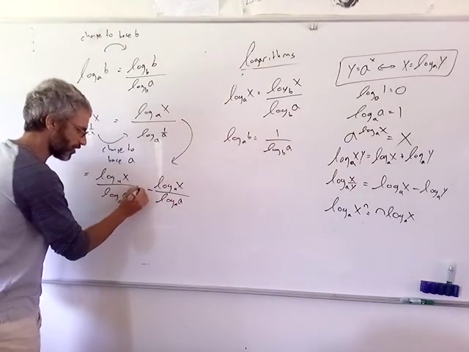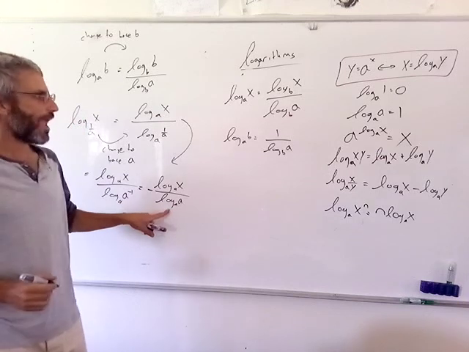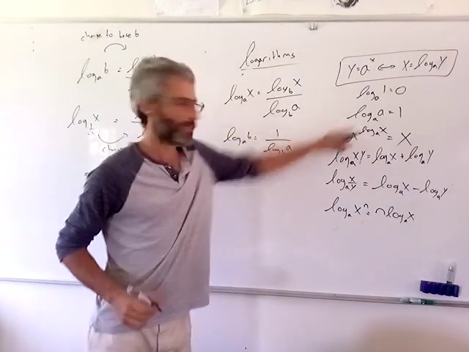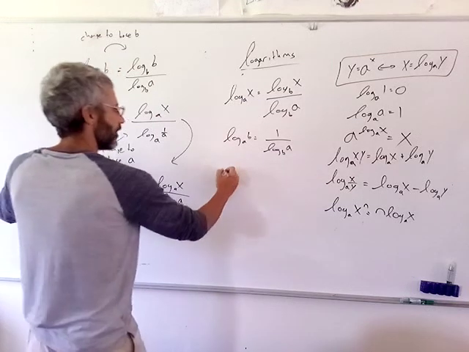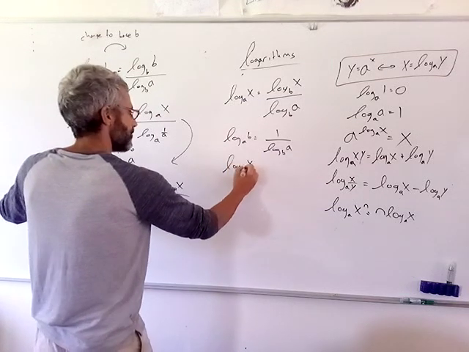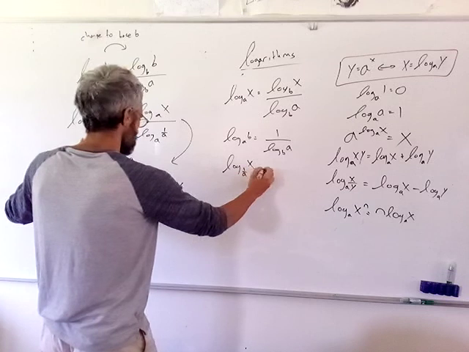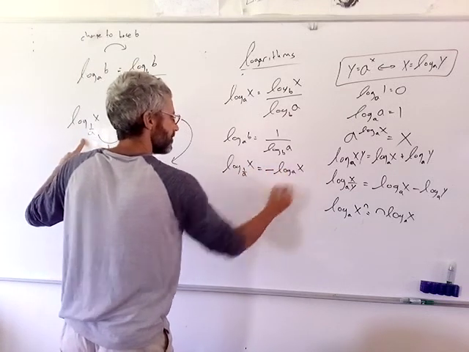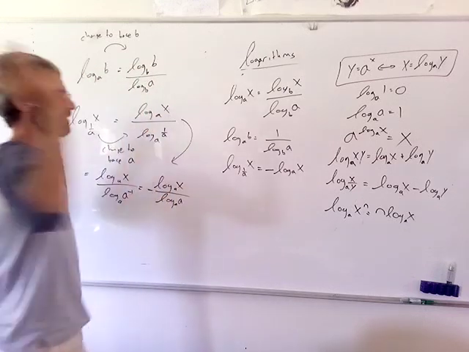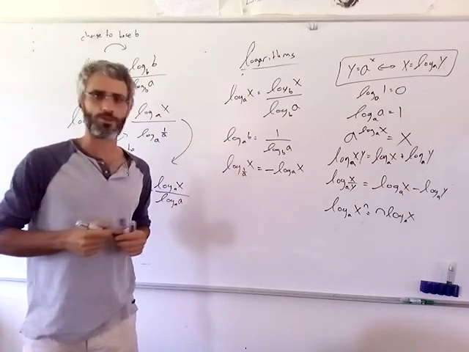Now we're going to finish it off. What is log a base a? It's 1. So I can write down finally, where did I start? Log x base 1 over a will be equal to minus log x base a. That's it. Very one that you will use a lot.